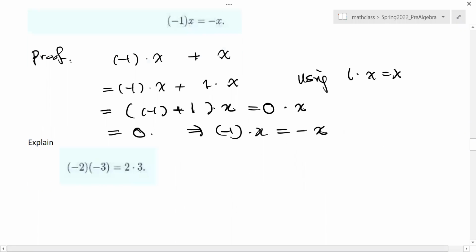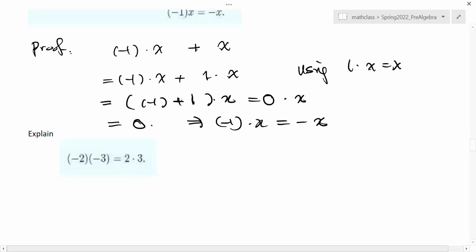All right. I'm going to explain why negative 3 times negative 3 is going to be 3. You have to explain that. How do you do that? How do we do that?